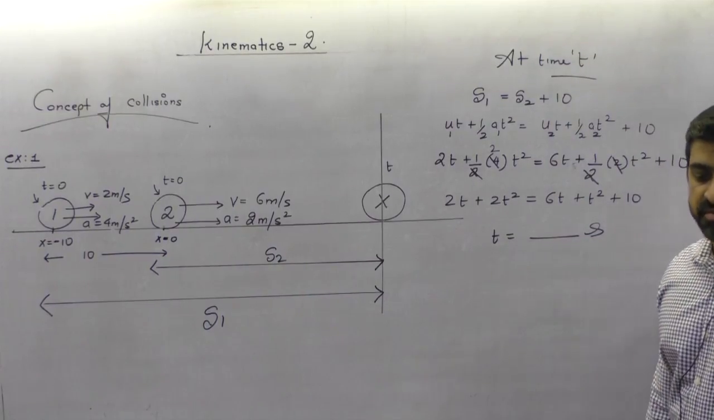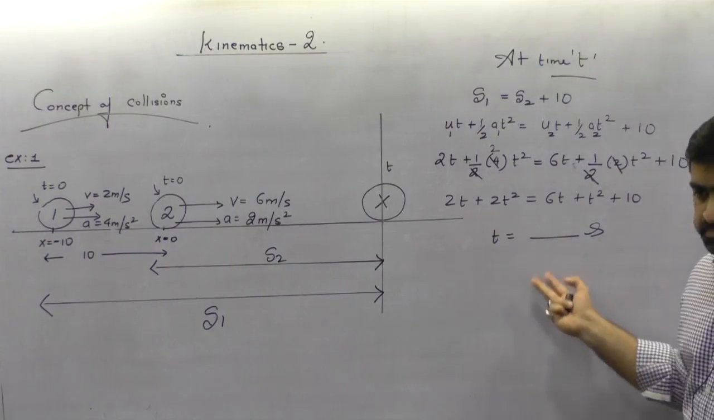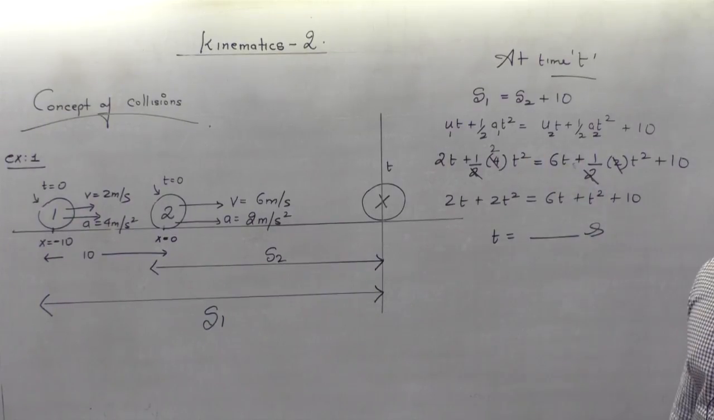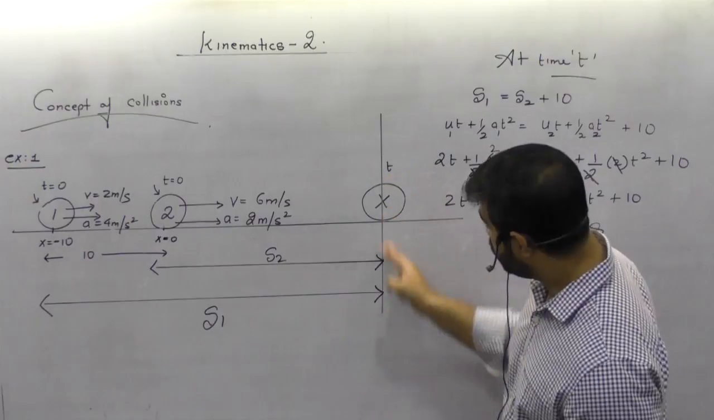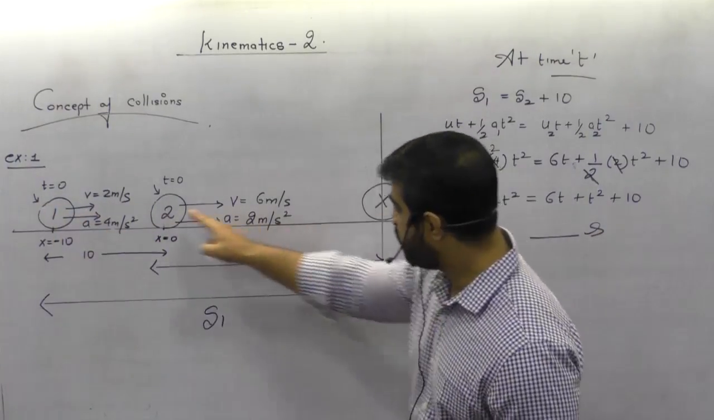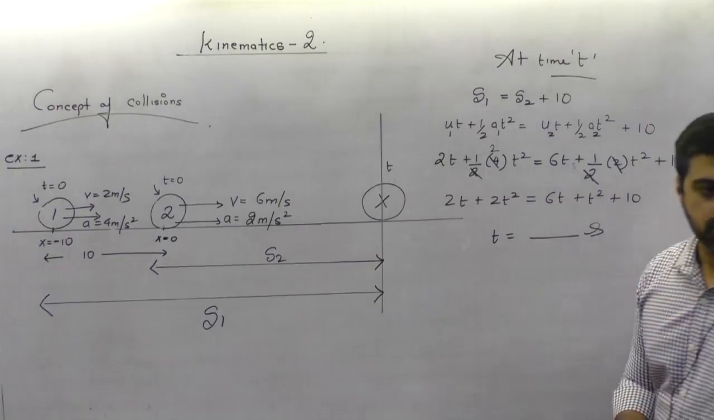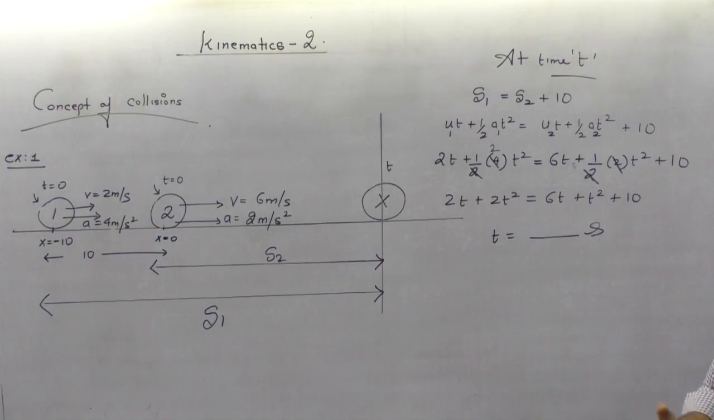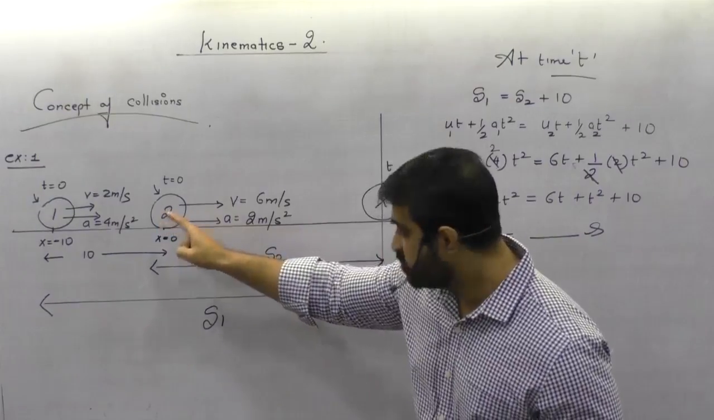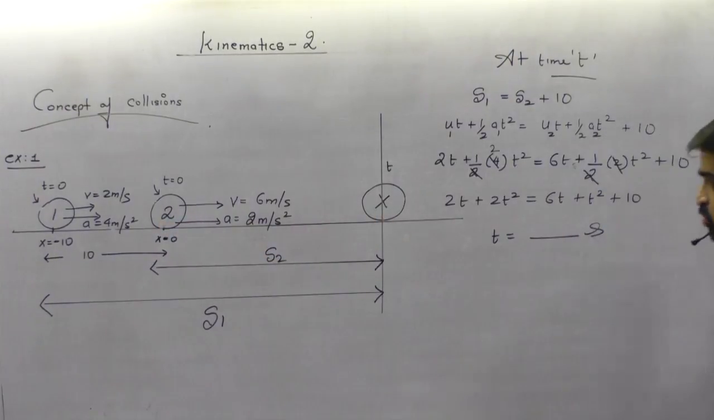Now in NEET or the PMT, they will ask you only one answer, that is t. But if they ask you for the x coordinate, from here it will be s1 and from here it will be s2. So if you need the x coordinate from the origin, you will find S2. So what is the formula for S2?